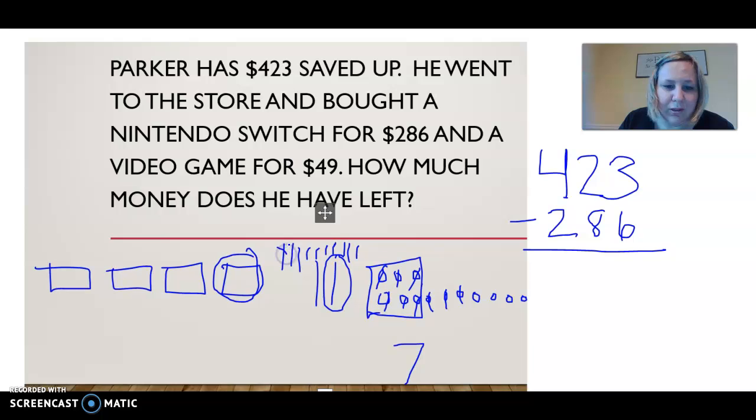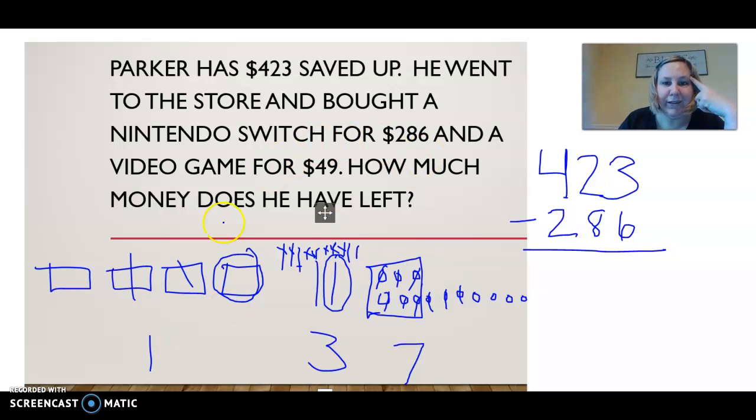So 1, 2, 3, 4, 5, 6, 7, 8. And I have 1, 2, 3 left. Remember, I can't count the one I circled because I took that one apart. Now I have to take away 2 hundreds. And I have 100 left. So far, he has $137.